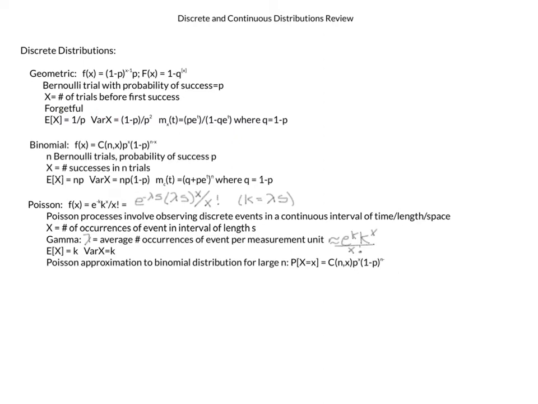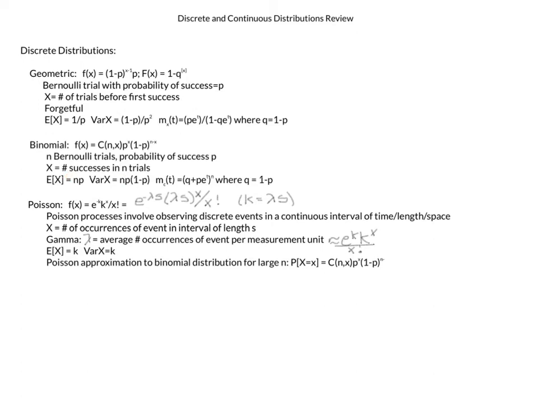Our next type of distribution is the binomial. Here is the formula for the density function. And the binomial is also associated with Bernoulli trials, but in this case, we're going to run n trials, so maybe n coin flips. And the probability of success is still p. What random variable x now is equal to is the number of successes in n trials. And here are the formulas for expected value and var x.